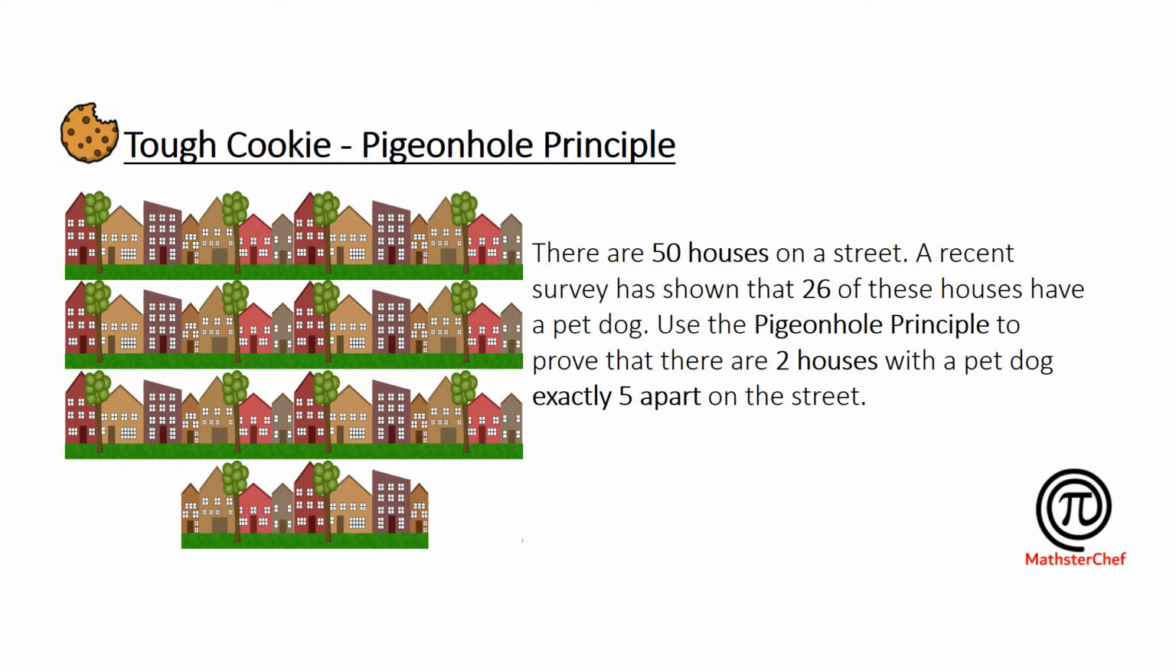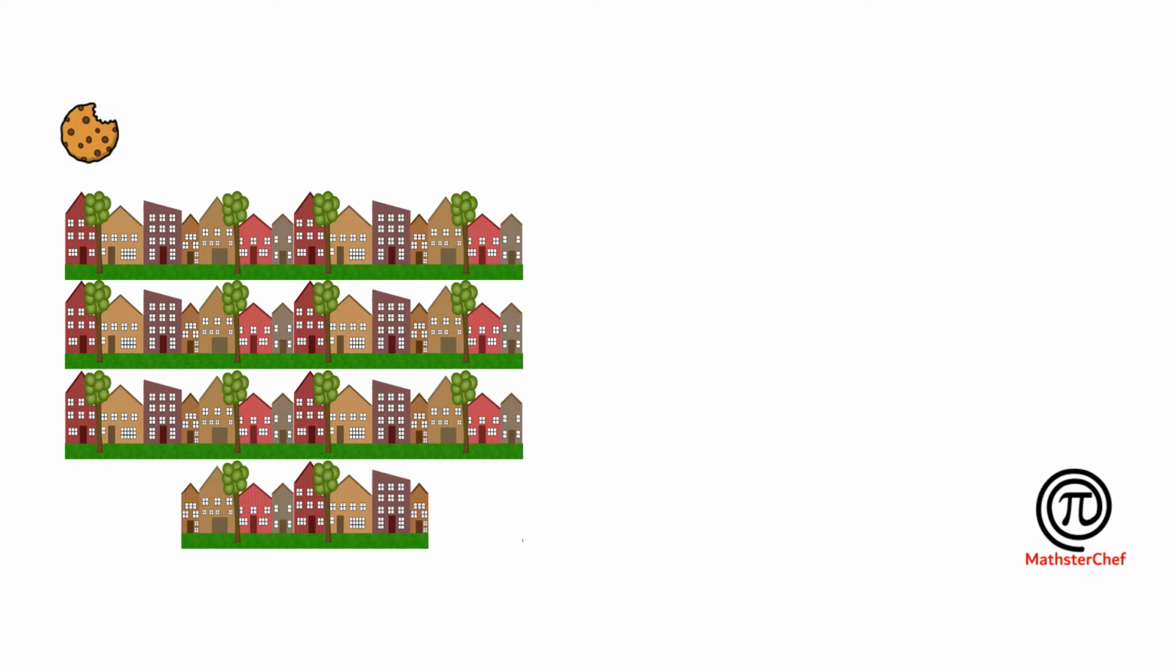So there are 50 houses on a street. A recent survey has shown that 26 of these houses have a pet dog. We want to use the pigeonhole principle to prove that there are two houses with a pet dog exactly 5 apart on the street. So this is a really tricky little question and we're actually going to need to apply the pigeonhole principle twice. So let's get stuck in.